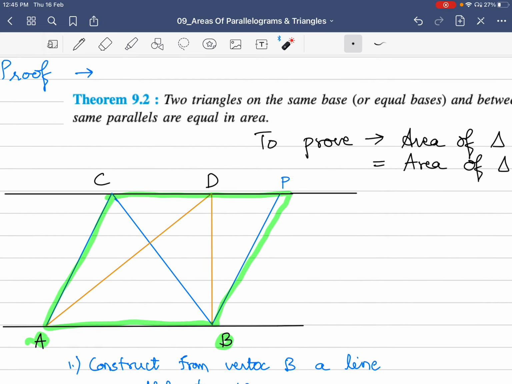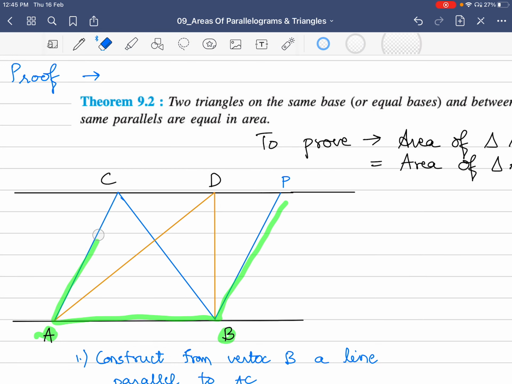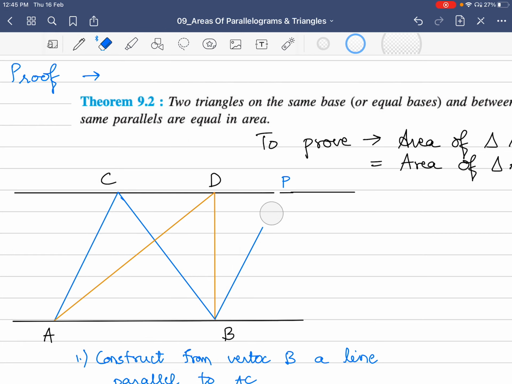So in this diagram, let me just remove the highlighted things so that it's a bit clear. Yes. And also let's remove this. This didn't exist before. And this also didn't exist before.